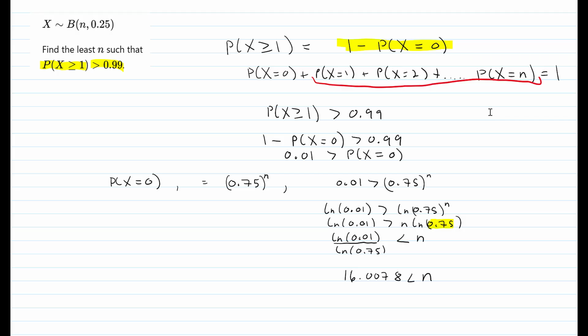So remember, n has to be an integer when we're dealing with the binomial distribution, because in this case, it's just the number of trials. So we want to know how many trials we need to do to get that probability. Okay, so 16 wouldn't be enough because we need slightly more than 16. So n equals 16 wouldn't be enough. So n must be greater than or equal to 17. Okay, and that is the final answer.